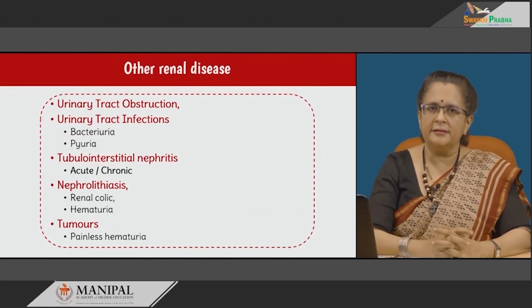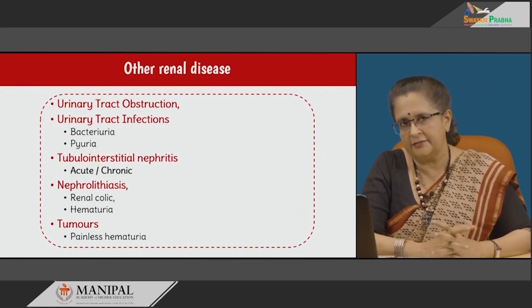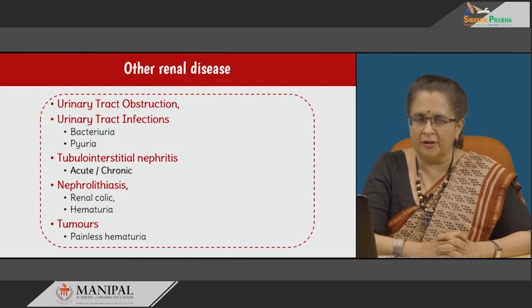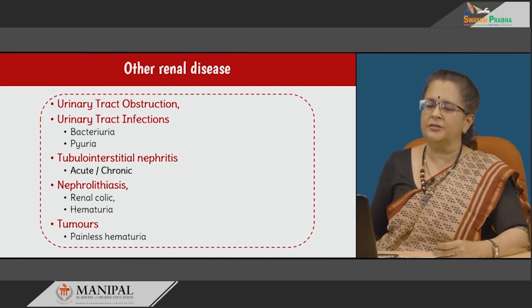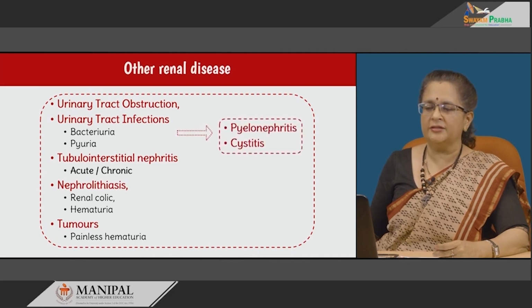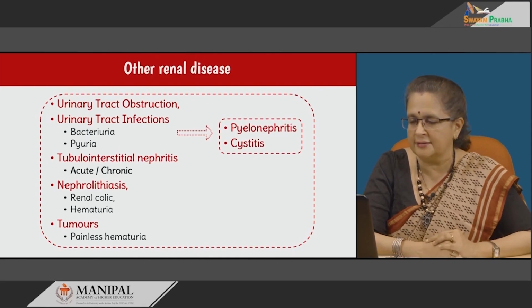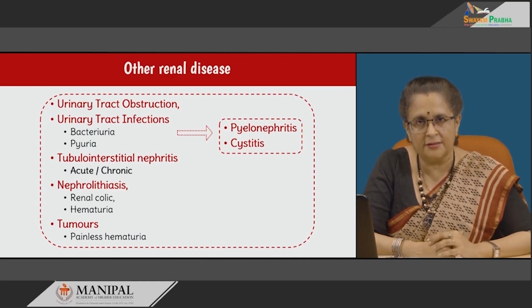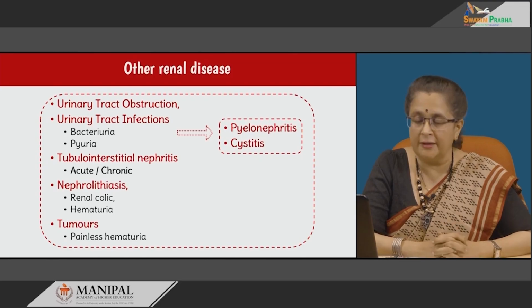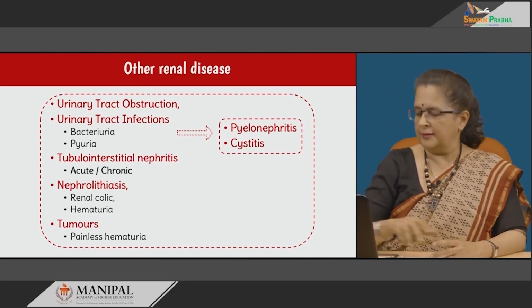So, other renal disorders besides all these conditions that we have seen include urinary tract obstruction, maybe due to malignancies, etc. Then urinary tract infection, this presents as bacteriuria and pyuria. Now, the infections could involve the kidney, where it is pyelonephritis, or the bladder, where it is cystitis. Then you can have tubulointerstitial nephritis, which could be either acute or chronic, and nephrolithiasis, which presents as renal colic, which is spasmodic, and hematuria, which is painless. Tumors will present as painless hematuria.